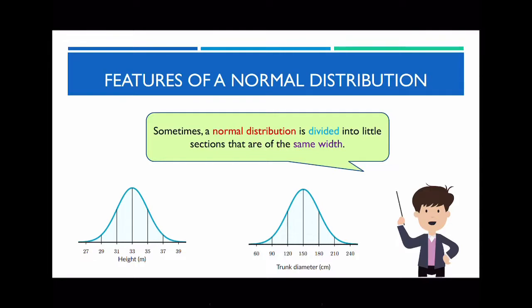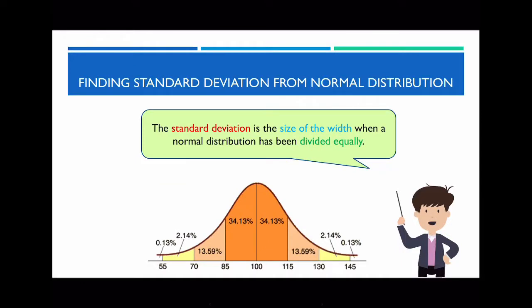Now, generally for a normal distribution, you could either find one that looks something similar to this, or you could find a normal distribution as shown in the diagrams I have here, where they're divided into little sections with the exact same width. One of the great things about this is that when it's been divided already, the distance between this over here to the center tells you the size of the standard deviation. So we say that the standard deviation is the size of the width. So this over here is the width when a normal distribution has been divided equally.